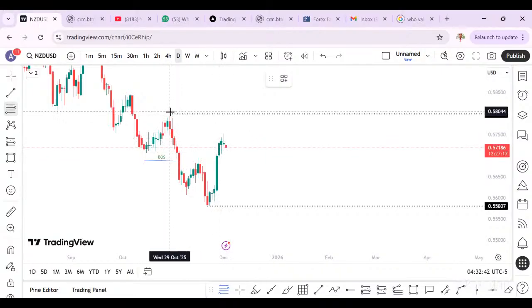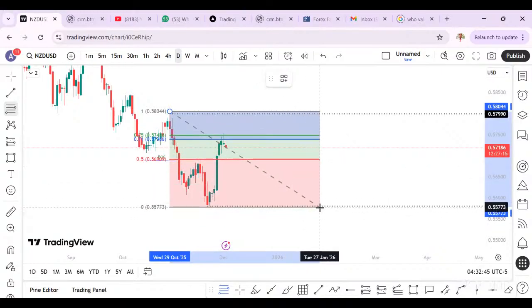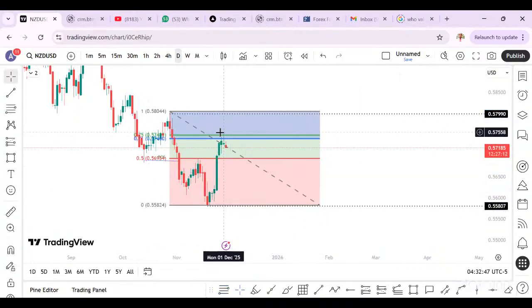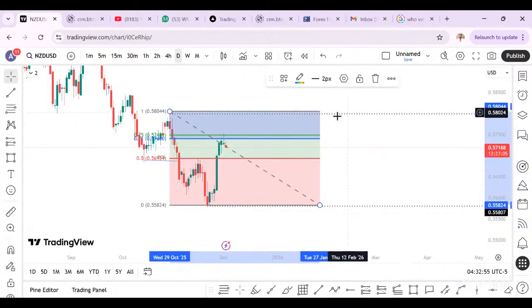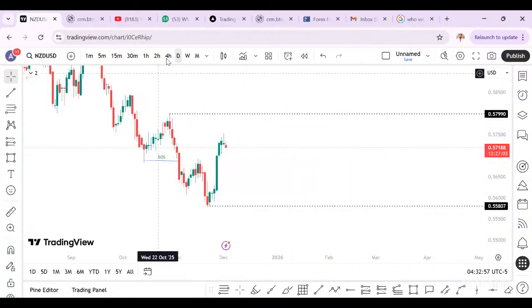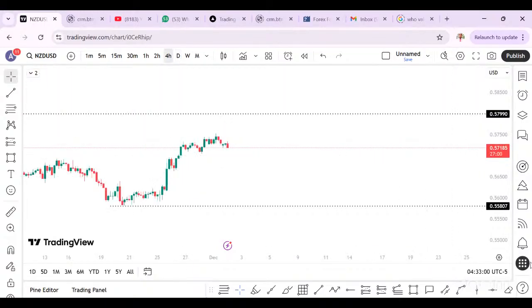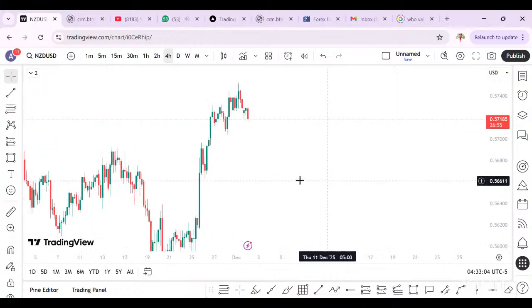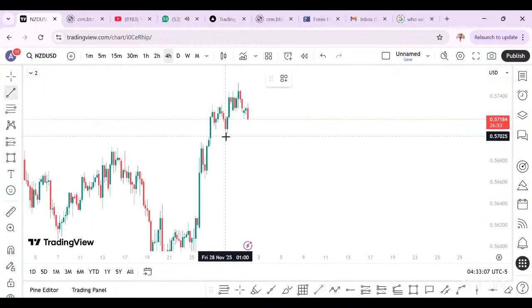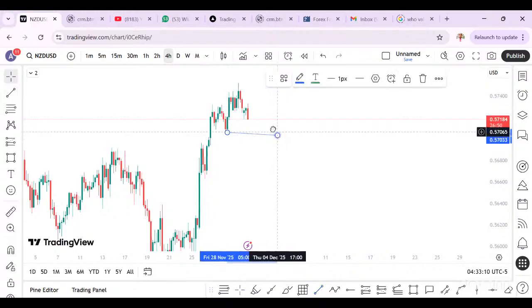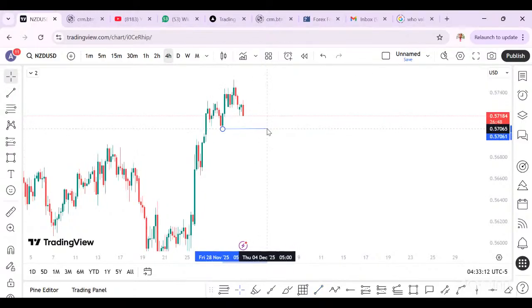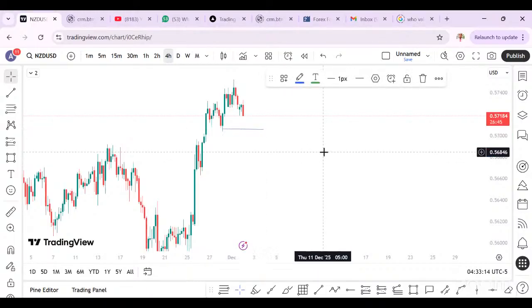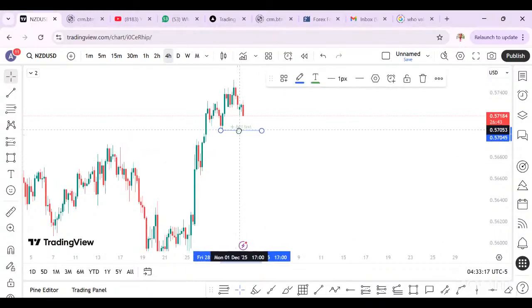Nevertheless, price has come to my zone. So this is a very good zone to sell from. So now we can go to 4 hours. All we need on the 4 hours is a change of character. So this is what we'll do. Go to pen this place. So this is the last demand, the last demand that broke structure up.